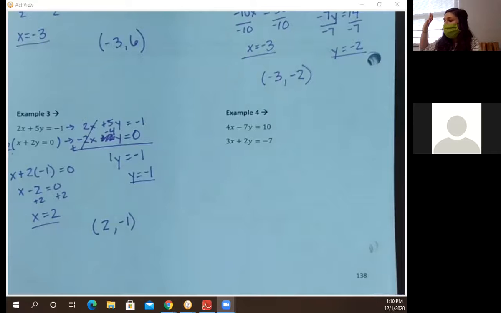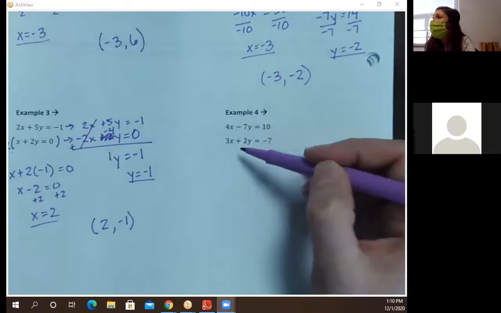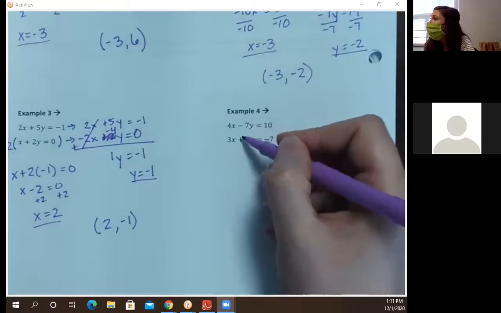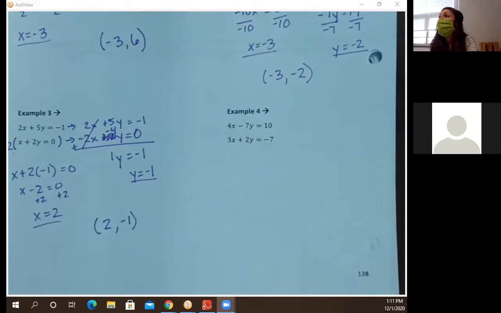So I did see a couple more hands for I'd rather eliminate the x's, so we'll go ahead and do that. I will tell you that in 4th hour, we chose to eliminate the y's because of those opposite signs. We're going to end up with the same solution that my 4th hour class got. Okay? As long as you're careful with your work, you're going to end up with the same solution.